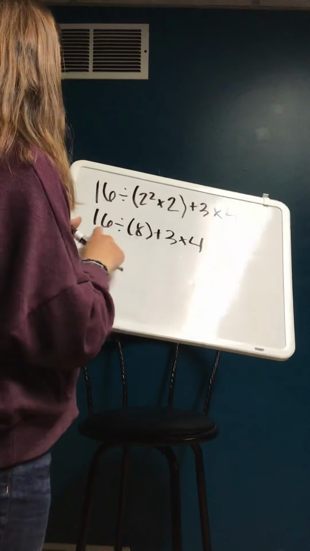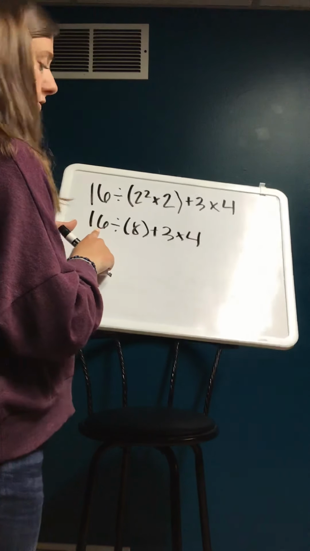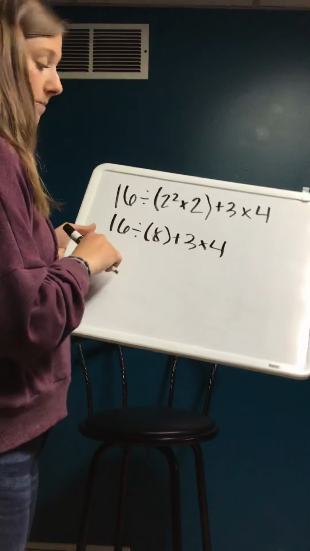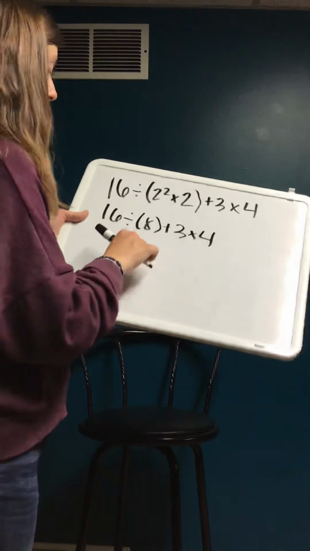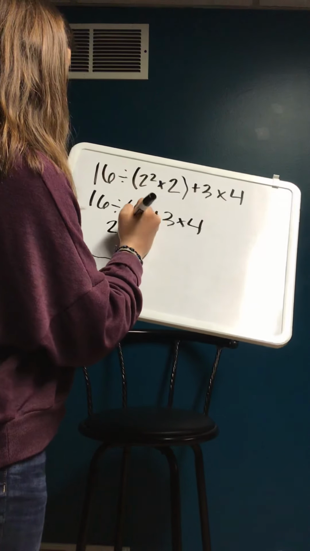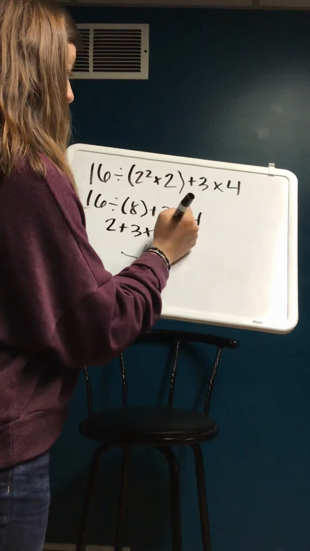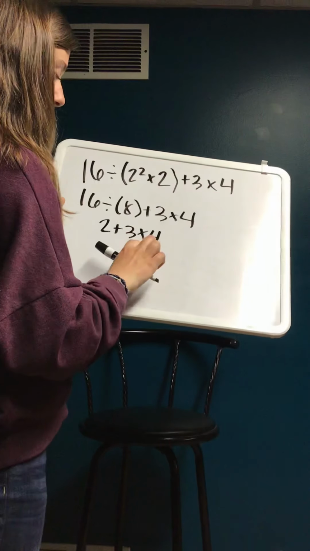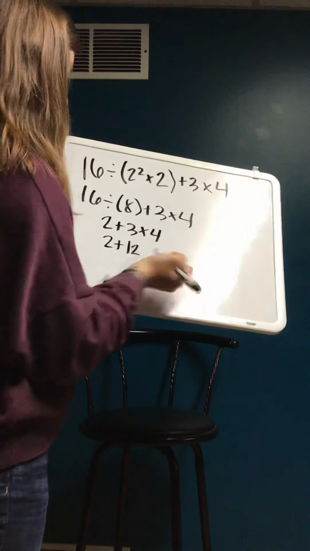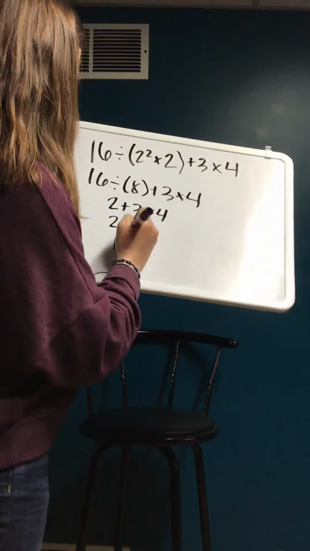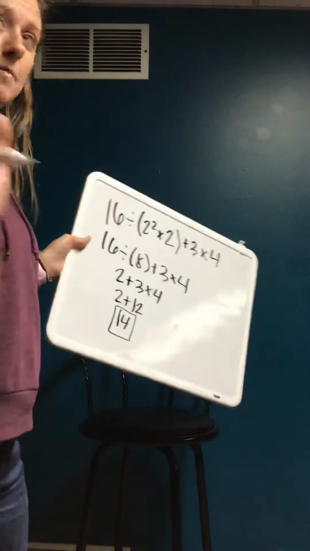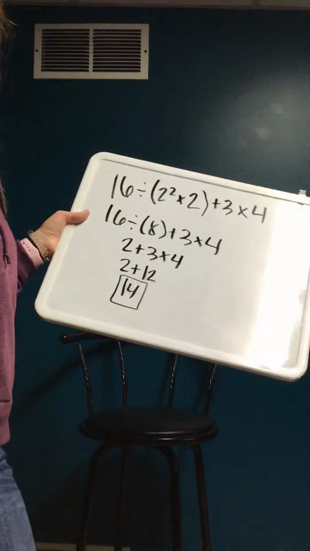Okay, so we did the parentheses and exponents, now we're at multiplication or division. So I'm just going to move left to right. So we have 16 divided by 8, which is 2. And we have plus 3 times 4. So then we're going to go 3 times 4, which is 12. So we have 2 plus 12, 14. Okay, does that make sense to everyone? Does anyone have any questions?